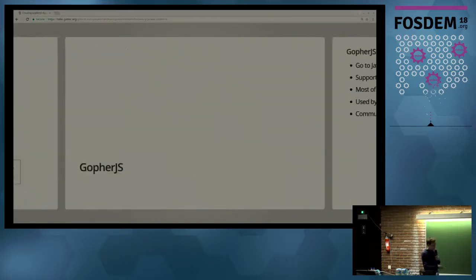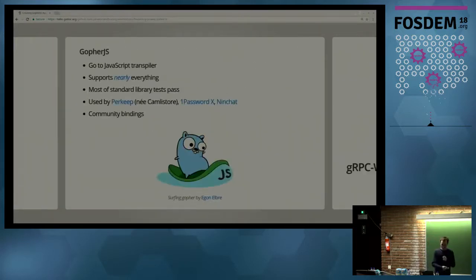So what, can we run Go in the browser? Yes, we can, with GopherJS. Who's heard of GopherJS before? Only half the room? Okay. Well, you're in for a ride. GopherJS is a Go to JavaScript transpiler written by Richard Musiol. It's been out for about 4 years or so, I think. And it supports nearly everything in the standard library, including goroutines.